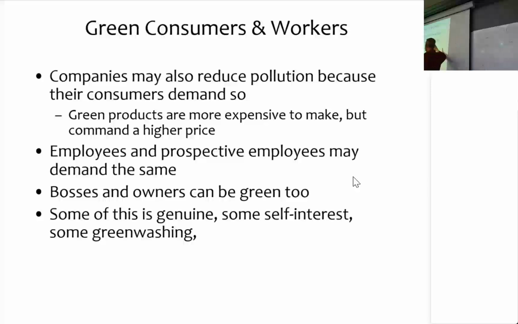Now, so there's 3 reasons why companies do this. Some of this environmental cleanup is genuine, right? That really they do their best to reduce the pressure on the environment. Some of it is just out of self-interest. They reduce the pressure on the environment. And some of it is so-called greenwashing, right?